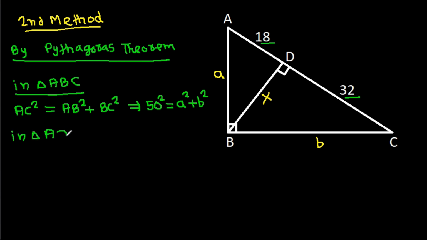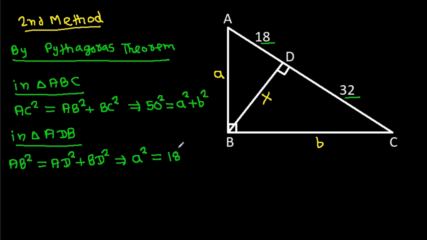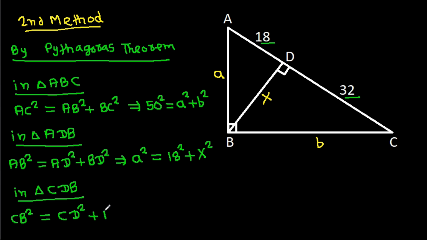and in triangle ADB, AB square, it will be equal to AD square plus BD square, and AB is A square, it is equal to AD is 18 square plus BD is X square, and in triangle CDB, CB square, it will be equal to CD square plus BD square, and CB is B square, it is equal to CD is 32 square plus BD is X square.